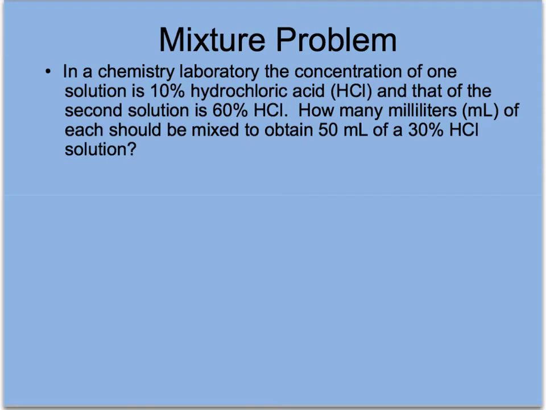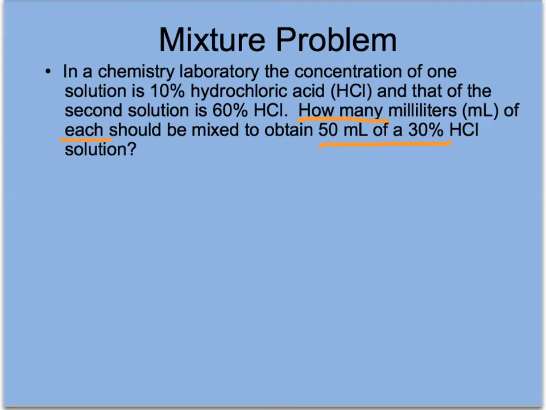In a chemistry laboratory, the concentration of one solution is 10% hydrochloric acid, and that of the second solution is 60% hydrochloric acid. How many milliliters of each solution should be mixed to obtain 50 milliliters of a 30% hydrochloric acid solution? So the question is asking us how many milliliters of each should be mixed to obtain this result.